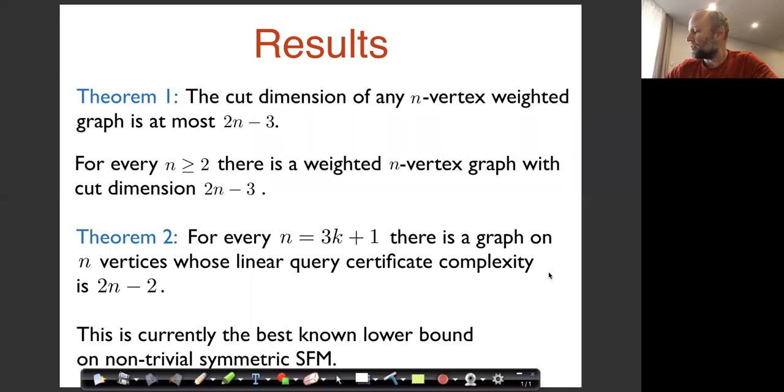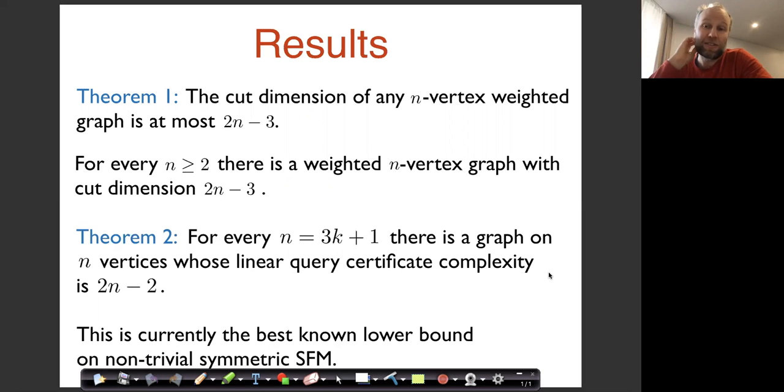So our second result is that we can actually show a bound larger than the cut dimension. The cut dimension is a lower bound on the certificate complexity, but by just looking at certificate complexity itself, we can actually show a slightly larger lower bound. So we're able to show a lower bound of 2n minus 2.